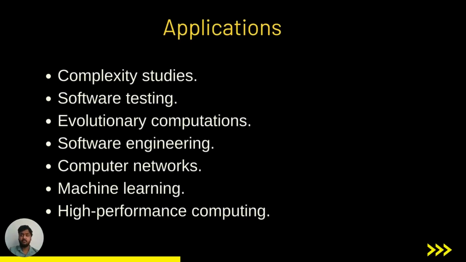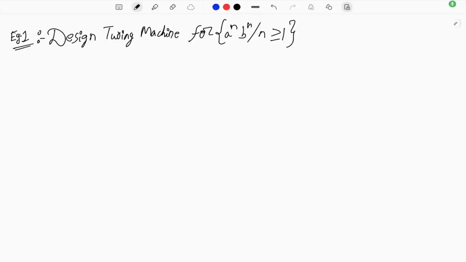Applications. Different types of Turing machines find applications in different areas of computer science. These include complexity studies, software testing, evolutionary computations, software engineering, computer networks, machine learning, and finally high performance computation. These are the applications of Turing machines in our current life. Understand Turing machines better through the following examples.